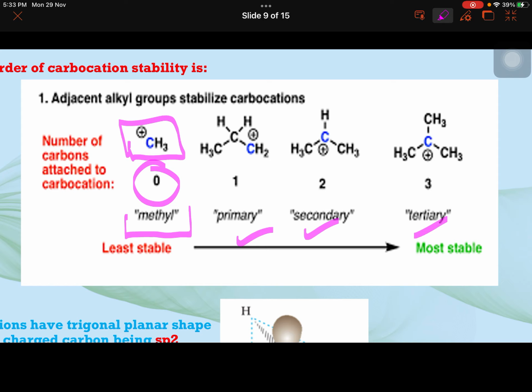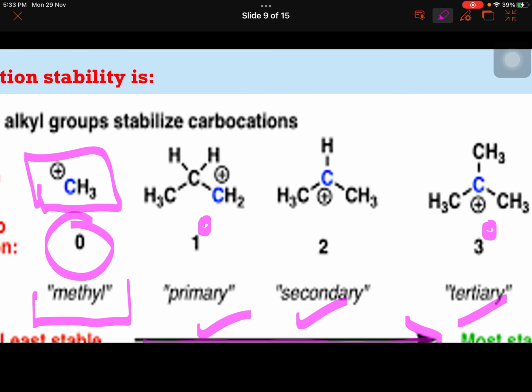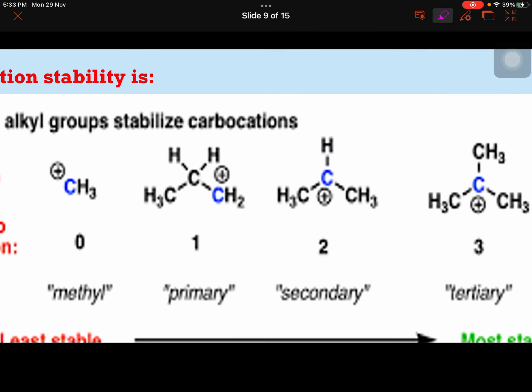Now see the stability order. It is like this. Tertiary is most stable. Primary is least stable. Why? Because the carbon which is having a positive charge has electron deficiency. It is in the need of electron.